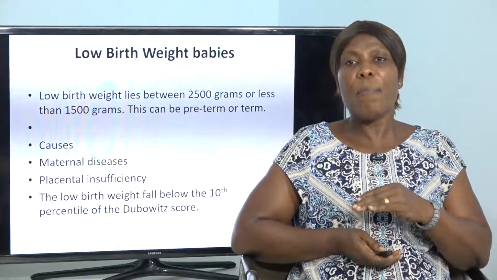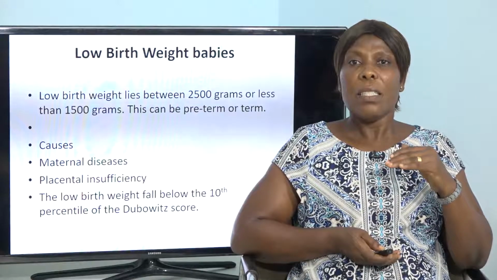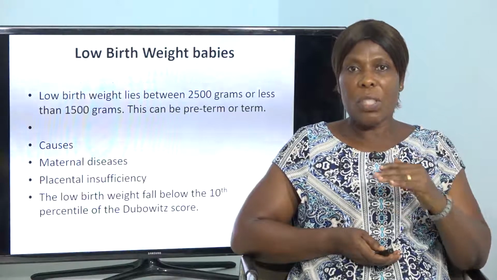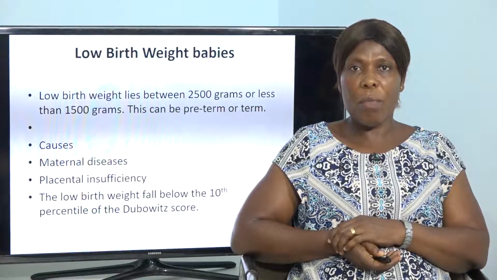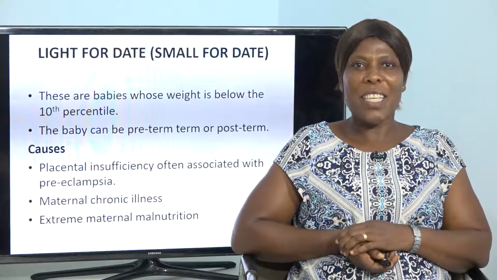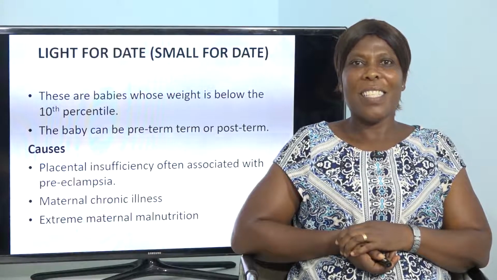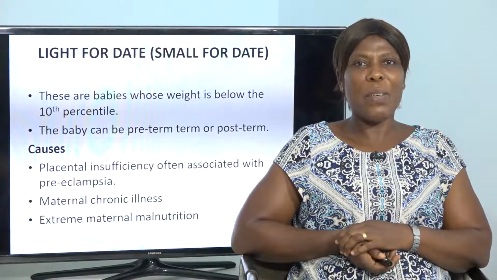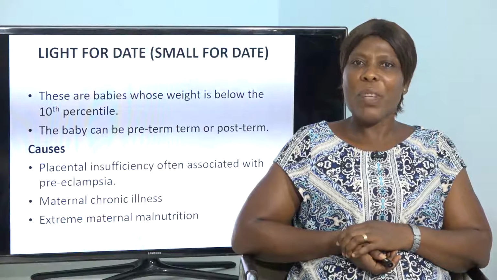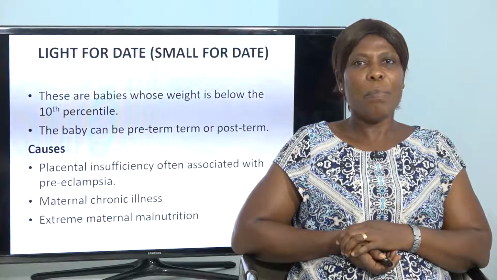So when we have above the 10th percentile, then the child is within the normal, but below, the child is low birth weight. Light for dates or small for dates babies. These are babies whose weight is below the 10th percentile. The baby can be preterm or postterm.